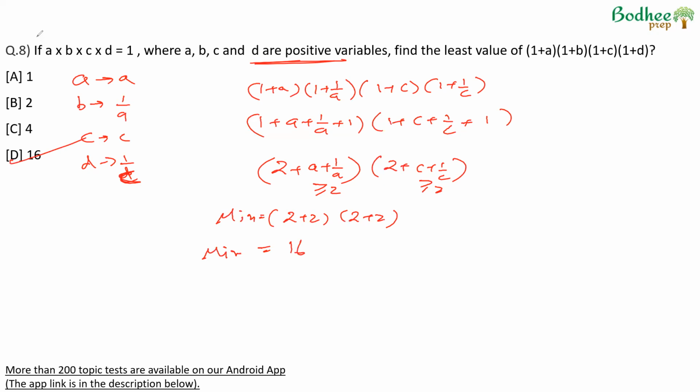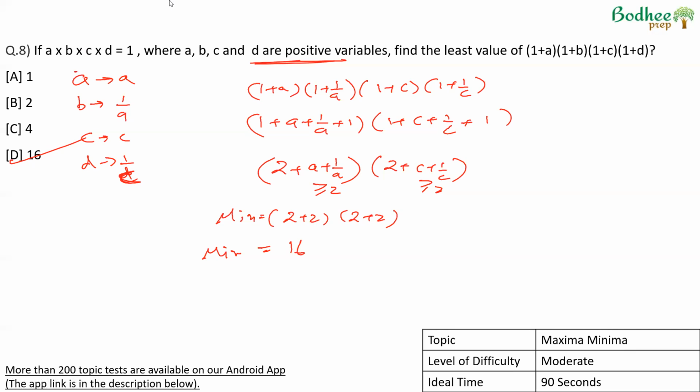That becomes my answer. Not a very difficult question, about moderate, but the solving time should not be very high because the pattern is pretty clear. We could also take the value of A, B, C, D as 1, put them here and get the answer. Even that would work.